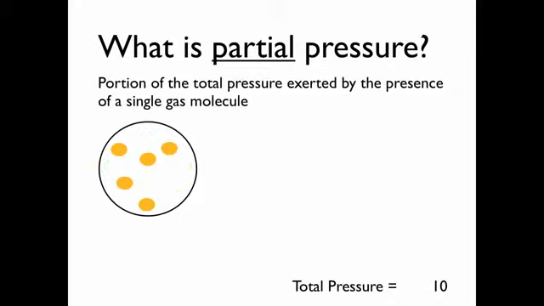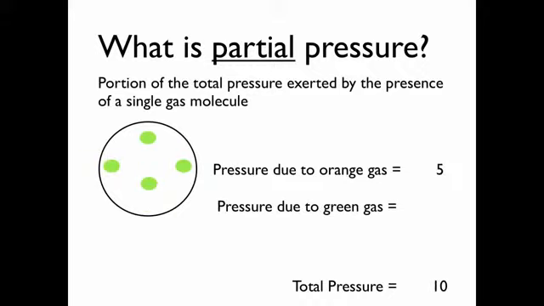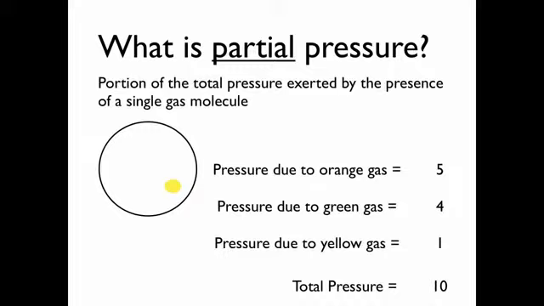But if we just want to look at the orange gas, its pressure due to the single orange gas is 5 because there's 5 gas molecules. For the green gas, there's 4 gas molecules, so its partial pressure is 4. And finally, for the yellow gas, there's only 1 of it, so its partial pressure is 1. So if we add up all the numbers, the orange gas being 5 molecules, the green gas having 4, and the yellow gas having 1, there's a total pressure of 10.